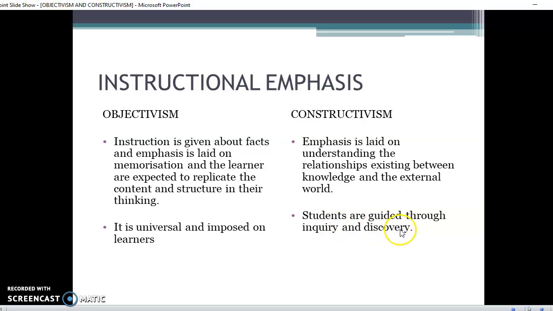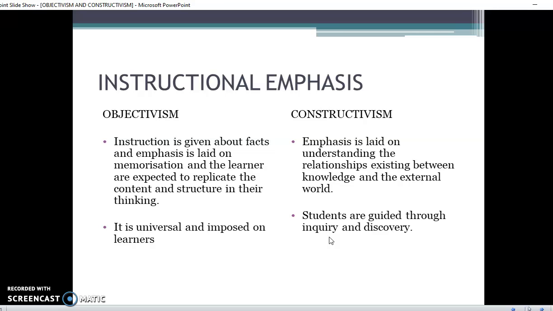And students are guided through inquiry and discovery. Inquiry is a very scientific process and it involves a lot of work. We'll be studying the inquiry training model in the upcoming lectures, but for now we can make sense of this word as an inquiry wherein the teacher would ask the students to learn the concept by exploring the facts on their own instead of just teaching them in the classroom.